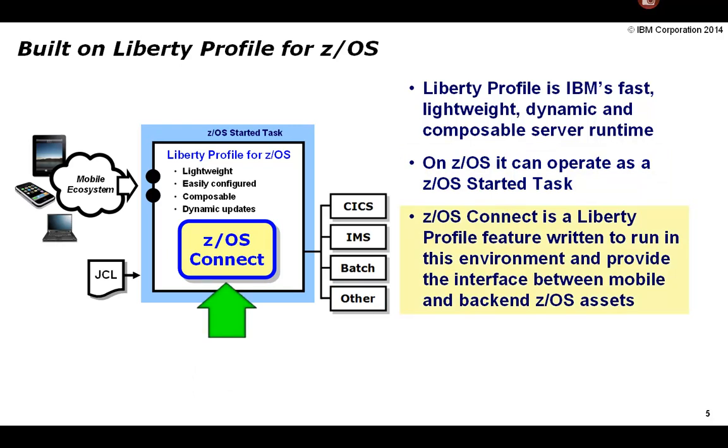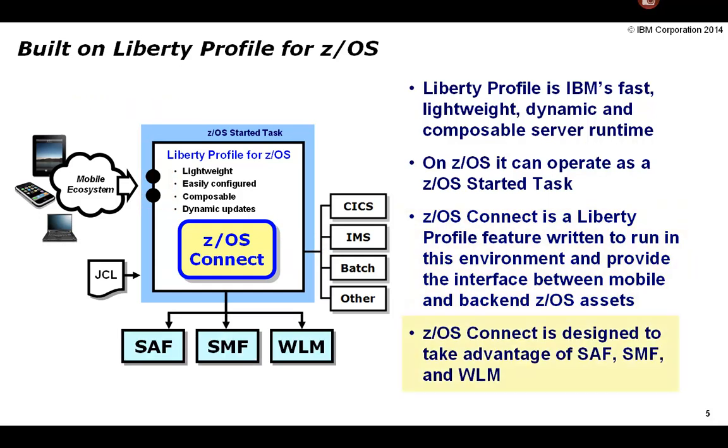zOS Connect is a software feature written by IBM to run inside Liberty Profile for zOS. It provides an open standard interface and connects to back-end systems such as CICS, IMS, or batch programs. Finally, Liberty Profile for zOS is designed to take advantage of key zOS systems such as SAF, SMF, and WLM. That means zOS Connect can benefit from what Liberty Profile does when running on zOS.